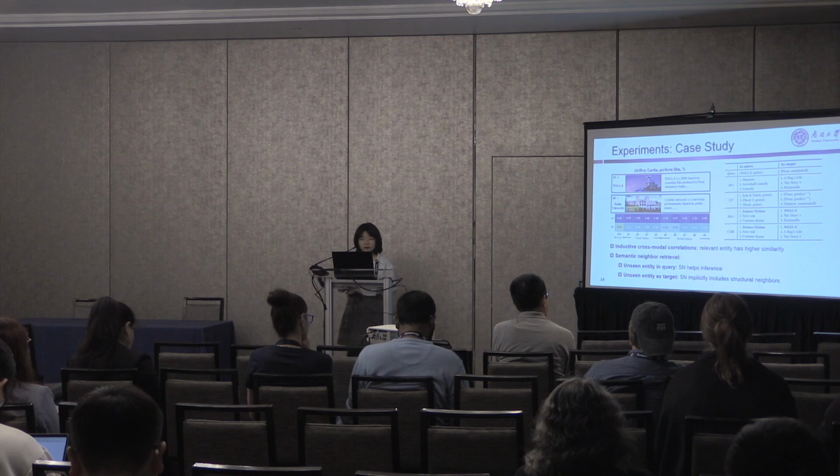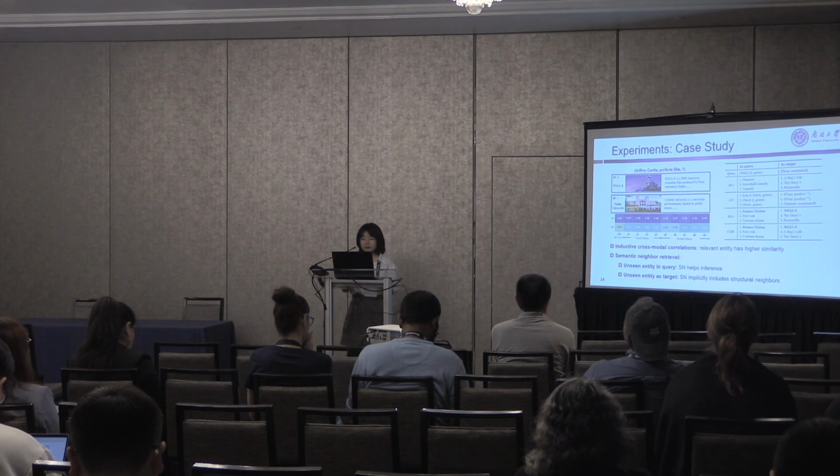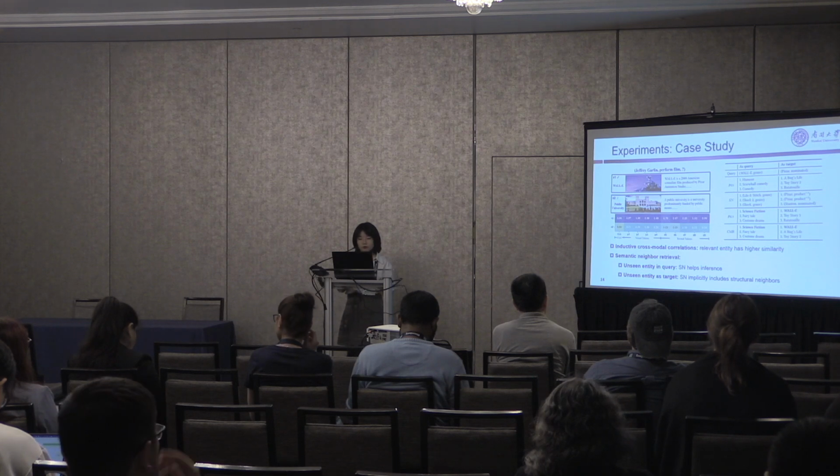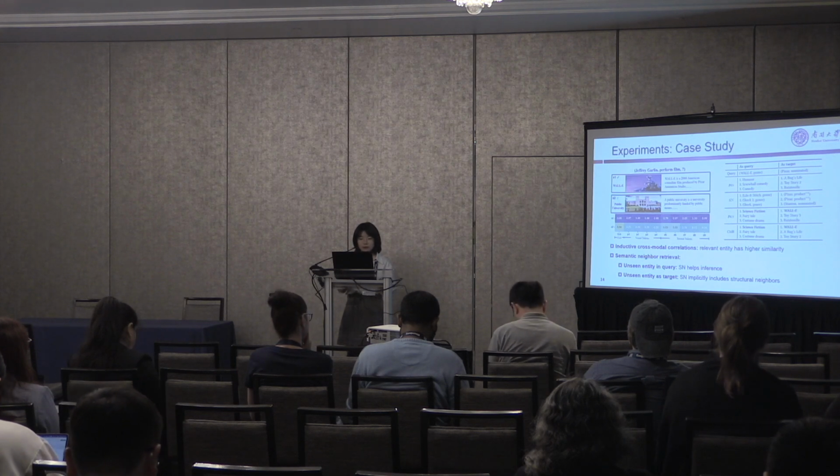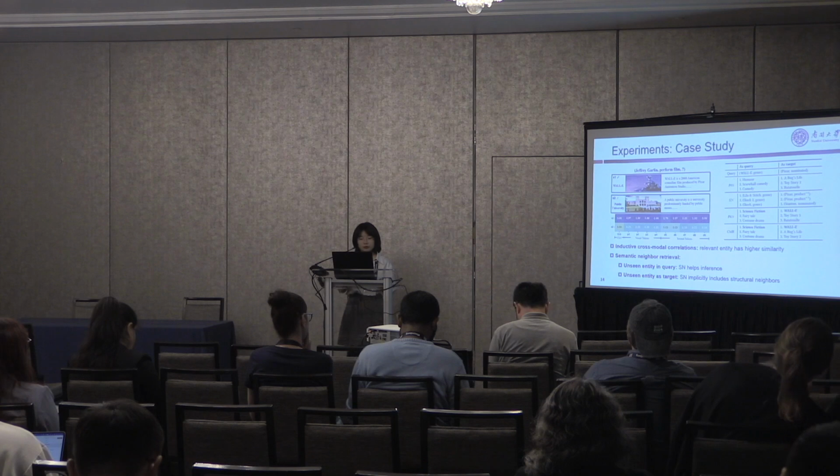When the unseen entity is the target, we can see that the semantic neighbors can also help with the inference. It's also worth noting that the structural neighbors can be implicitly included in the semantic neighbors and help with the prediction.